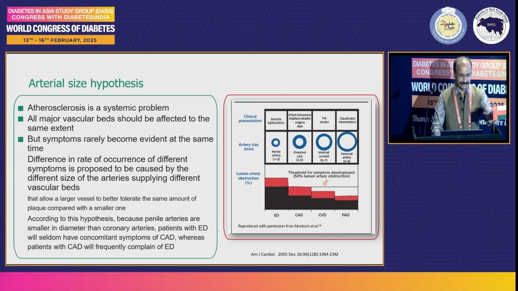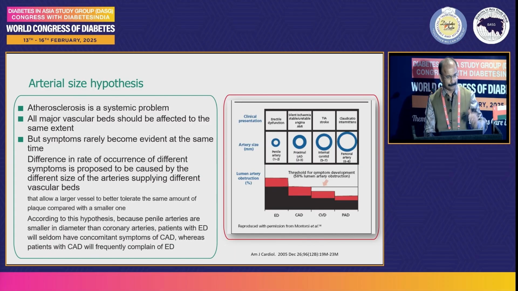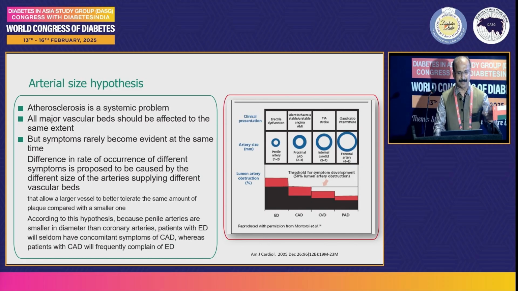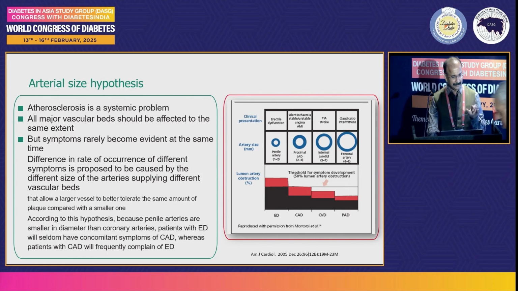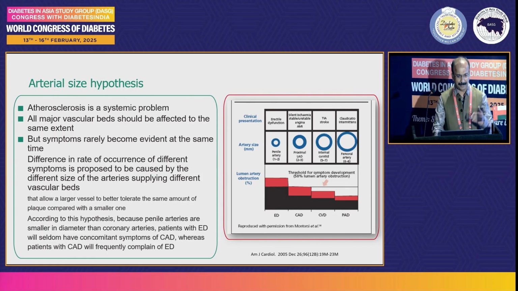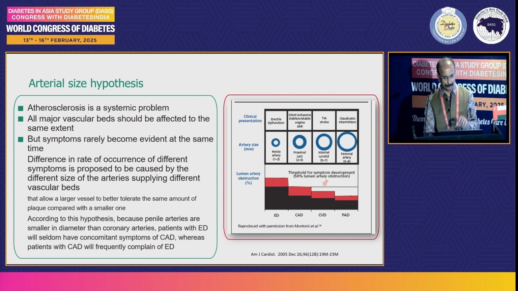The arterial size hypothesis explains this phenomenon. As we all know, atherosclerosis is a systemic problem, so all the major vascular beds should be affected to the same extent. But the symptoms rarely become evident at the same time. This is because of the different sizes of the arteries supplying different vascular beds. So the penile artery, being the smaller artery, manifests early. Subsequently, other arteries like the coronary artery, internal carotid artery, and peripheral arteries develop atherosclerotic changes, producing coronary artery disease, stroke, and intermittent claudication.